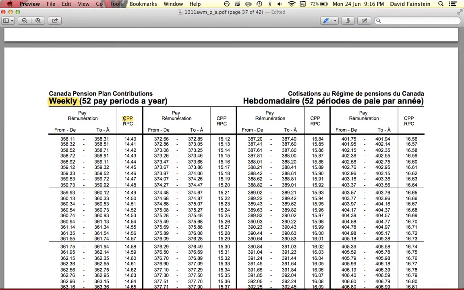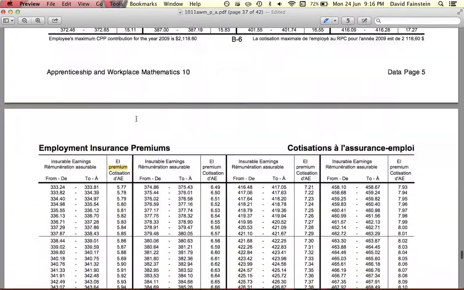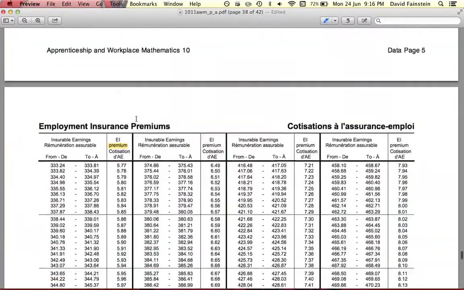You put money into CPP, the Canadian Pension Plan. So if you make between $358.11 and $358.31 per week, then you must contribute, that's a good word, $14.40 to the Canadian Pension Plan. Okay? So money that you intake, money that you output is CPP. Okay. Scroll down a bit. Oh yes, this is good.